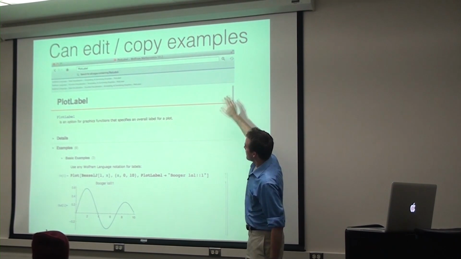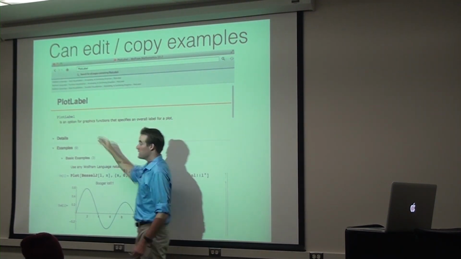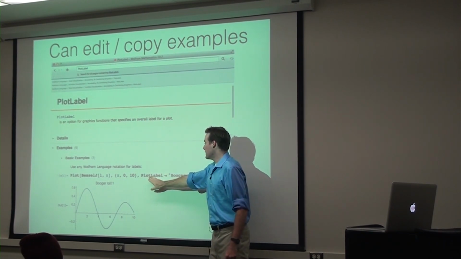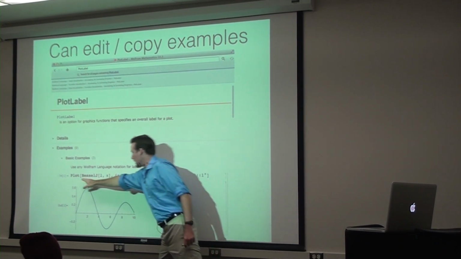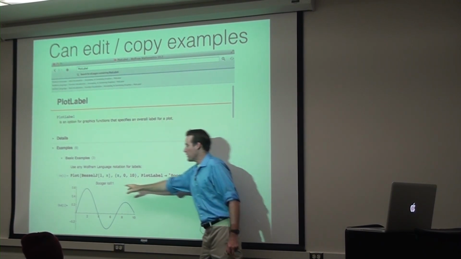So, for instance, here's the documentation for PlotLabel. PlotLabel is just an option. It's not its own function. It's just an option that you can pass to the Plot command. And you can give it whatever string you want, and it will put it in the plot.